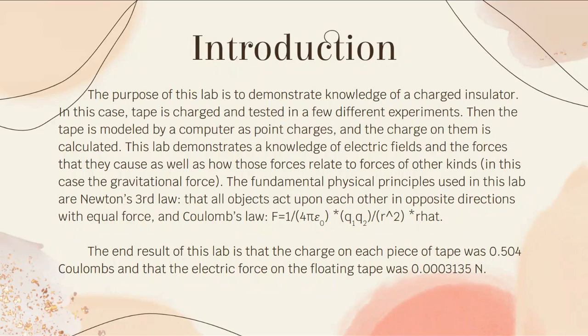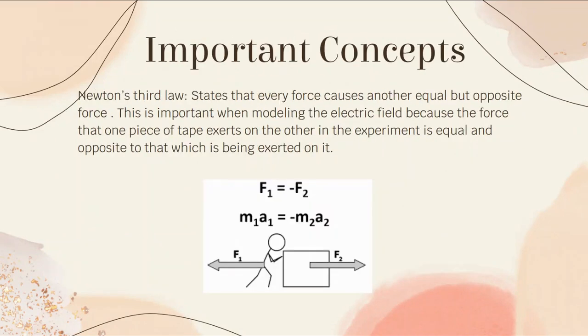The end result of this lab is that the charge on the piece of tape was 0.504 coulombs and that the electric force on the floating tape was 0.0003135 newtons. The first important concept is Newton's third law, which states that every force causes another equal but opposite force.